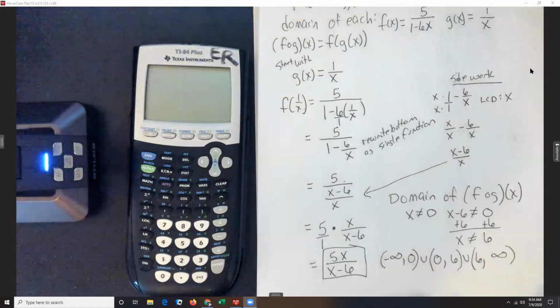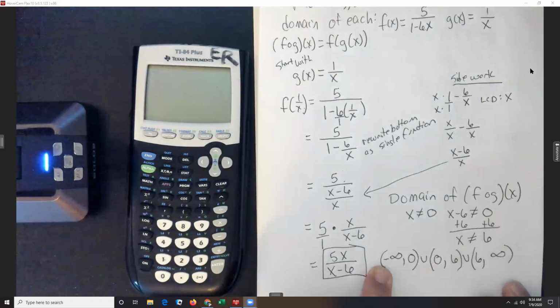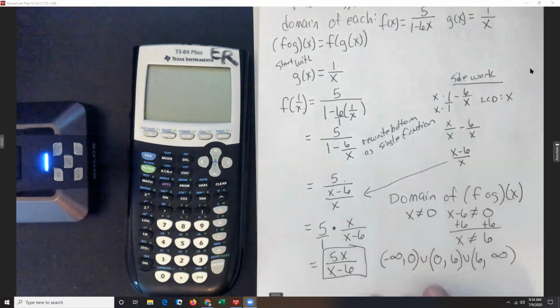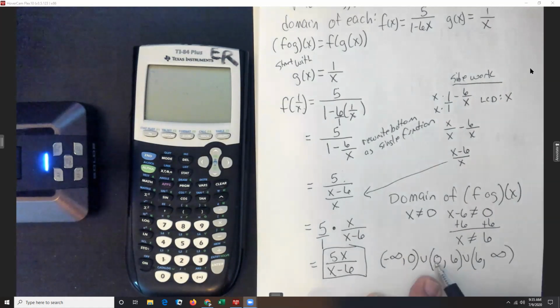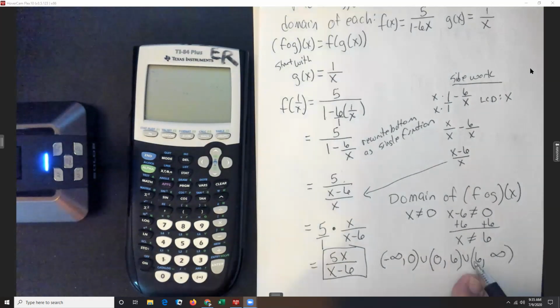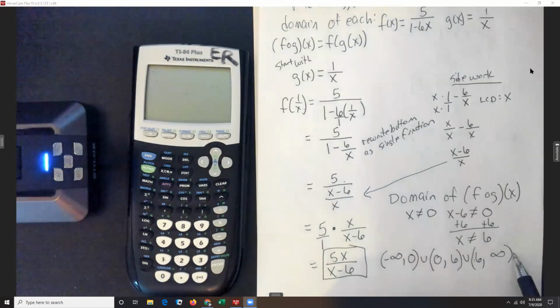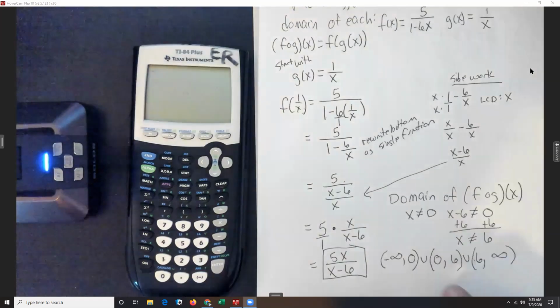And then from 6, you head towards positive infinity. So they're always going to have a negative infinity on the left side, positive infinity on the right side. Any numbers you kick out, you use unions. So this is telling me, hey, you can start at negative infinity. You can go almost to the 0, but you can't equal 0. Then you can start on the other side of the 0 and go until you get almost to that 6. Then you start on the other side of the 6 and you head towards positive infinity. So y'all, that was my f of g in my domain.